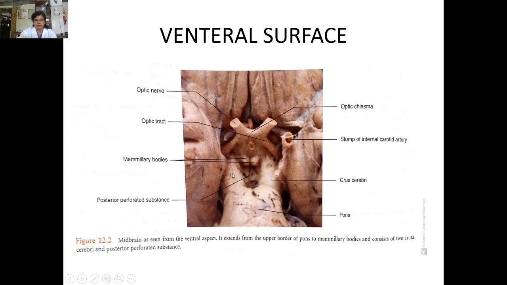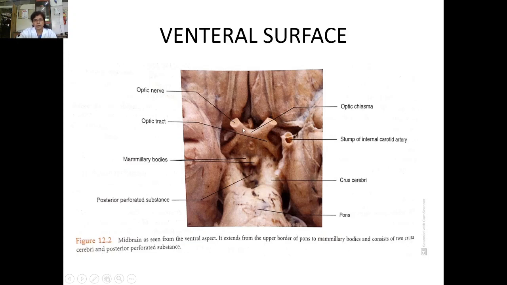The anterior surface of the midbrain possesses the crus cerebri. These crus cerebri are rope-like thick bundles of white matter present on the anterior or ventral aspect of the midbrain. They ascend upward and forward from the upper border of the pons, and while diverging, they enclose a space called the interpeduncular fossa. As this space is present between the peduncles, it is called the interpeduncular fossa.